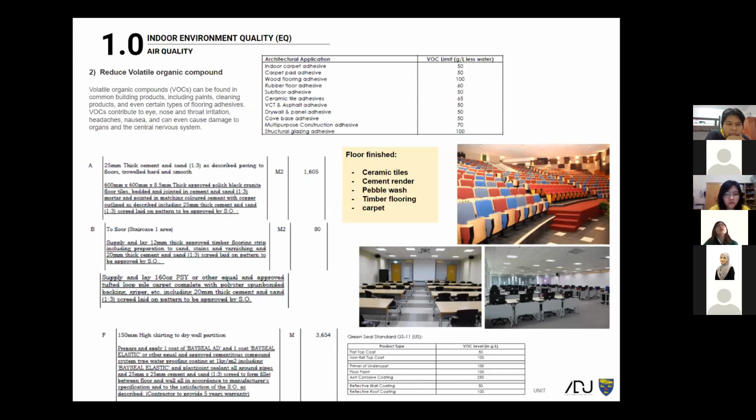And then for the indoor air pollutant part, I have checked the BQ. The floor finishes for all the faculty are ceramic tiles, cement render floor, paper wash, timber flooring, and carpet. So I want to ask, you need to get the actual spec, okay? So let's say for the carpets and the ones which have VOCs, you find out exactly, from the beginning. Also, not just for your group but also for the earlier group.